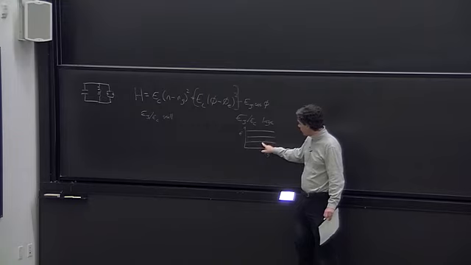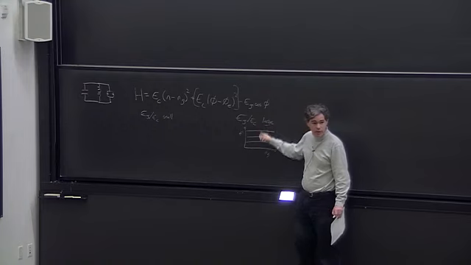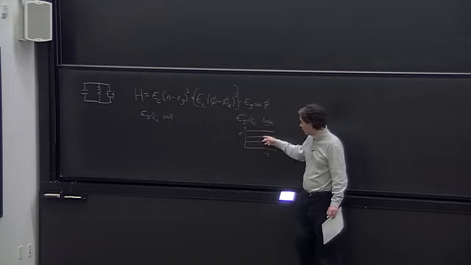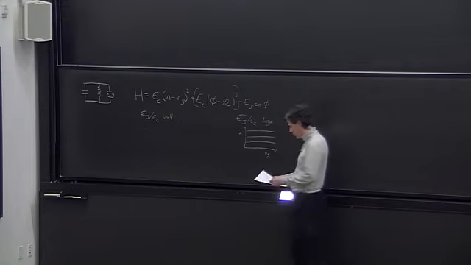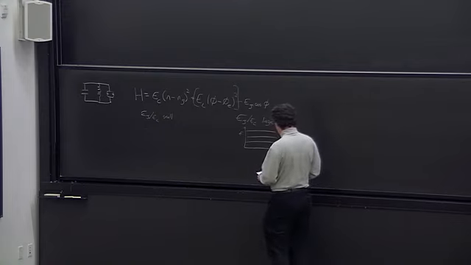But the disadvantage is that because these are evenly spaced, this is a harmonic oscillator, you won't be able to pick out a single transition to deal with.